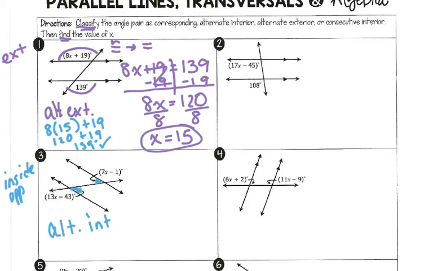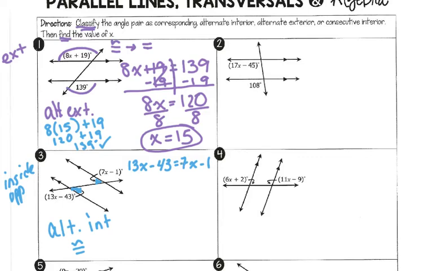Now, one thing that we know about alternate interior angles, same as with alternate exterior, is that they are congruent to one another. So with your two expressions, you can generate an equation by setting the two equal to one another. So this will become 13x minus 43 equals 7x minus 1.